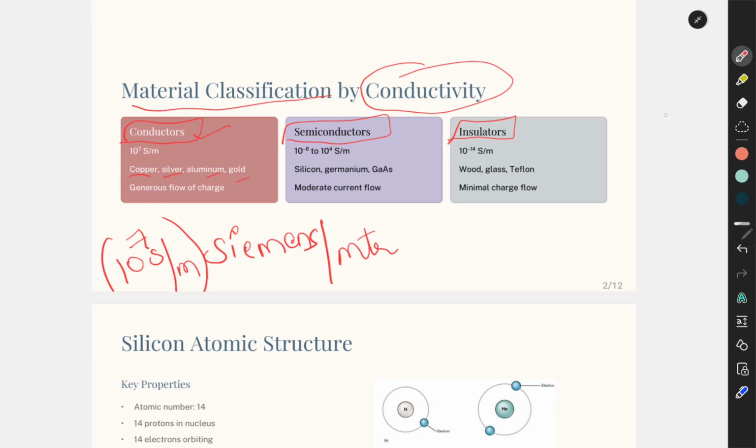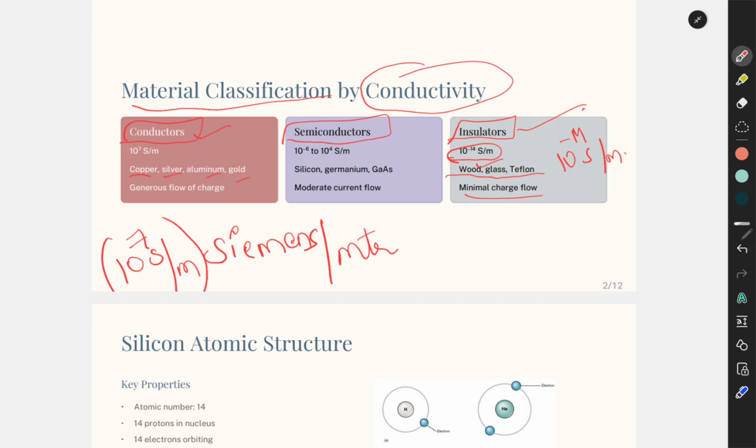On the other hand, insulators hardly allow any flow of charge. There is no flow of charge at all. Best examples are wood, glass, Teflon. Minimal charge. For example, wood's conductivity is 10 power minus 14 Siemens per meter.